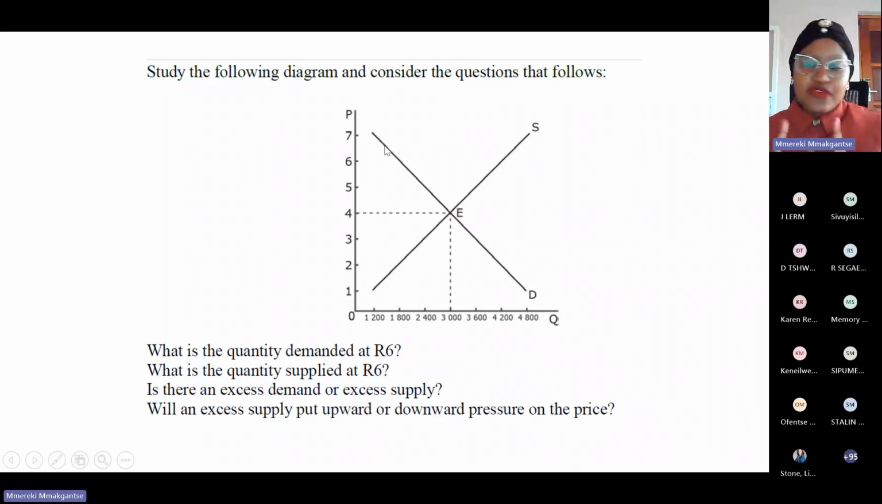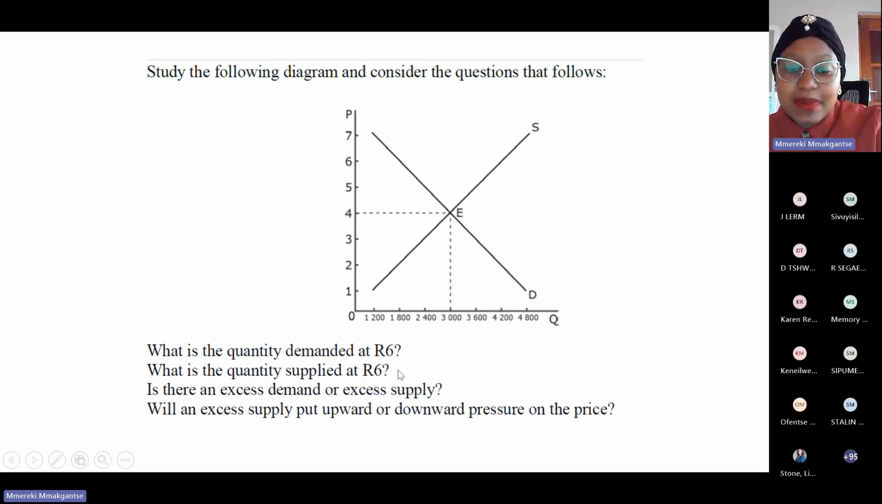Remember, demand has a negative relationship. As a consumer, you never want to buy something that is high. You always prefer when it's low. Let's say they are selling popcorn at 6 rand. These popcorns are expensive, so the quantity demanded will be low, 1.8. But if the price is low, like at 1 rand, the quantity demanded will be 4.8.